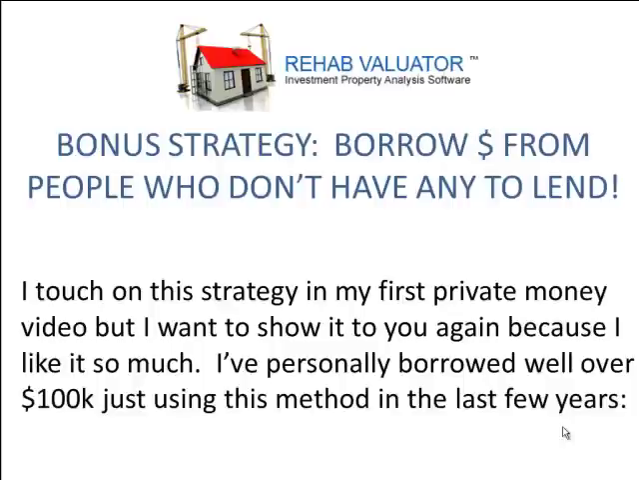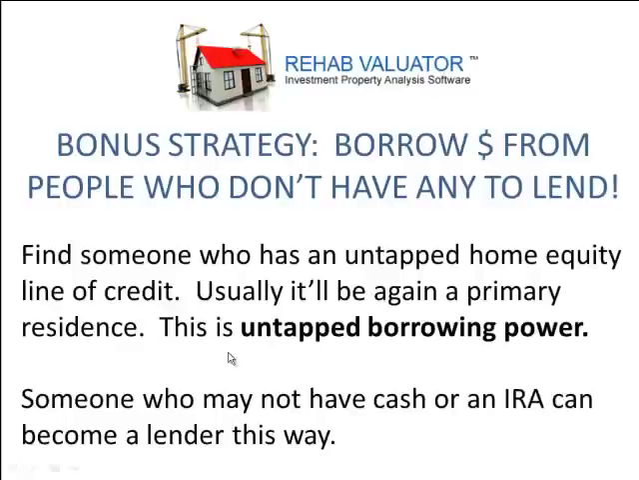Let it sink in. You're going to borrow money from people that don't have any cash, that don't have any self-directed IRAs, don't have any savings. How can you do this? I've personally borrowed well over $100,000 just using this method in the last few years. So you find someone who has an untapped home equity line of credit. Usually it'll be against, and excuse my typo, a primary residence. This is untapped borrowing power that this person has.